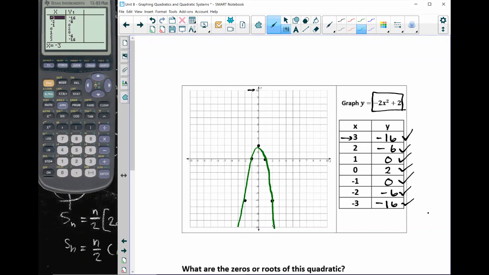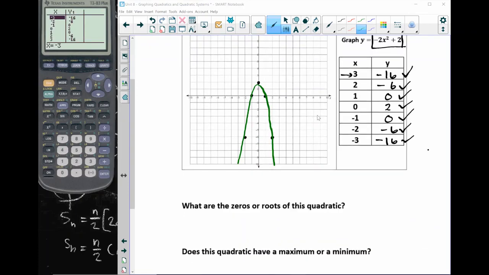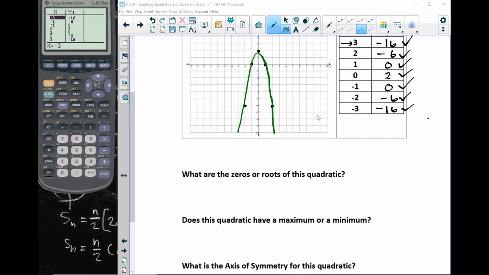And if I go back and I look at the graph on my graphing calculator, you can see that it looks pretty similar. Okay, so I'm going to go back to the table. There we go. And now I'm going to scroll down and answer some of these questions.